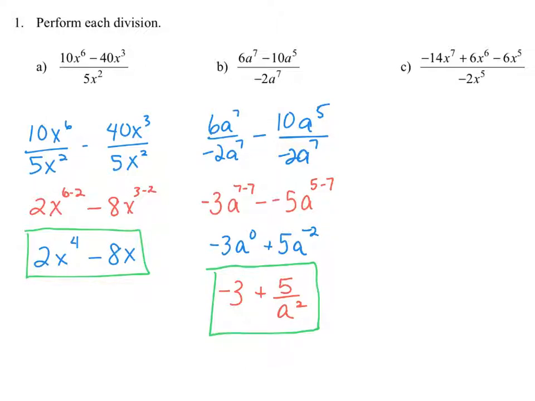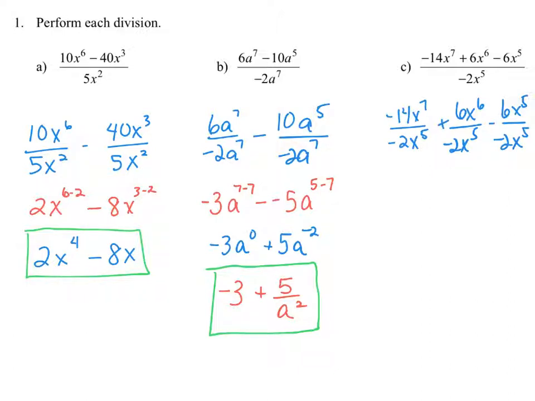In example C, we have a polynomial in the numerator, negative 14x to the seventh plus 6x to the sixth minus 6x to the fifth, all divided by the monomial in the denominator, negative 2x to the fifth. We're going to break this up into 3 division problems, dividing each term in the numerator by the term that's in the denominator. So we have negative 14x to the seventh divided by negative 2x to the fifth plus 6x to the sixth divided by negative 2x to the fifth minus 6x to the fifth divided by negative 2x to the fifth. And we can simplify each one of those.